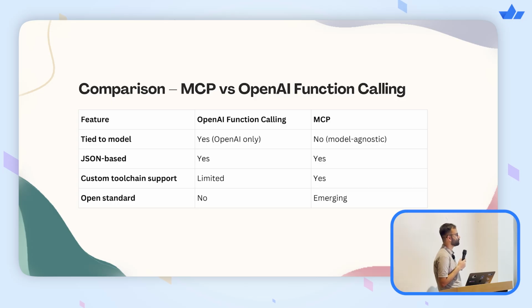JSON based, yes, both are JSON based. And custom toolchain support: whatever functionality OpenAI or any other LLM platform provides by itself, you are limited to that only. You cannot go beyond that. But using MCP, that is not a limitation. You can give it whatever tool or functionality you want to add, you can just do it through MCP. Open standard: obviously OpenAI is not really an open standard, while MCP is going to be eventually.